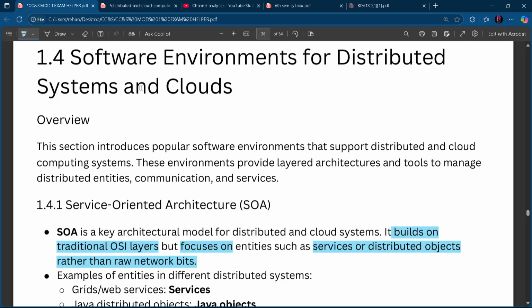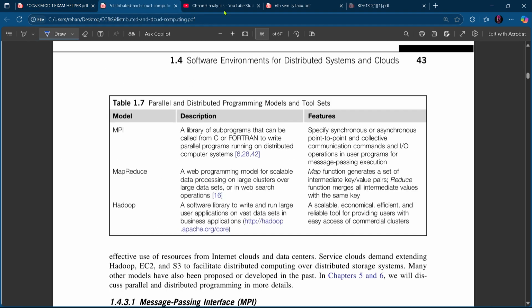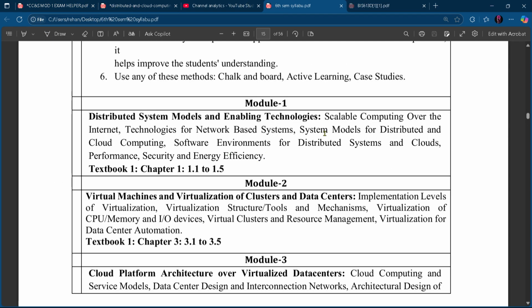Okay, so let us start this topic, software environments for distributed systems and clouds. In the previous topic, we saw what system models are. Now we have to talk about software. You had system models for the same thing, and now you have software environments for the same thing.